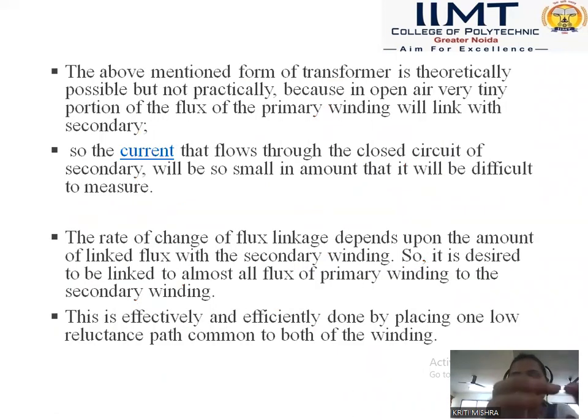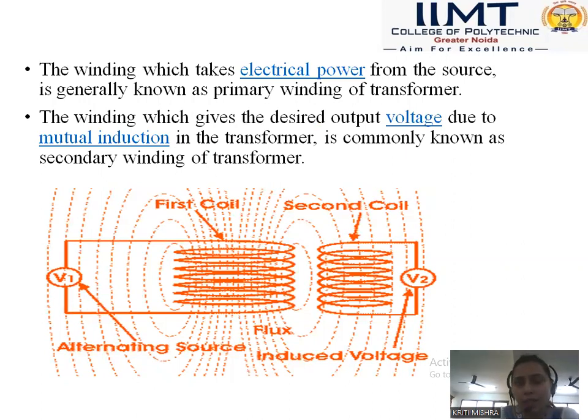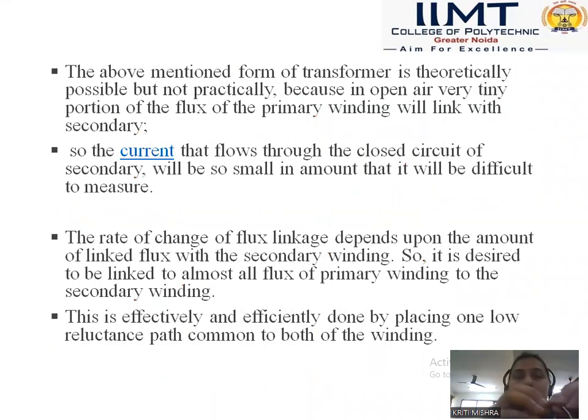The above mentioned form of transformer is theoretically possible but not practically. Why is it not practically possible? Because in open air, a very tiny portion of the flux of the primary winding will link with the secondary. Linking is the major medium for the primary winding to transfer power to the secondary, right?